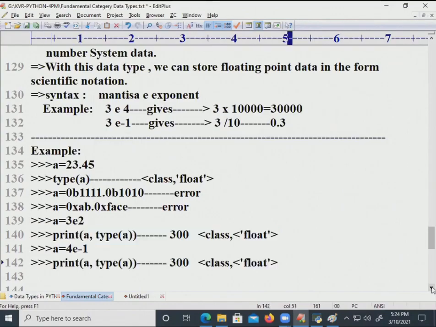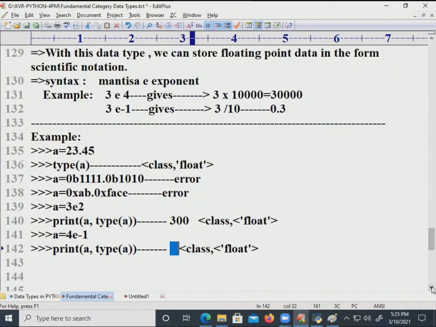Last one, I'm expecting the answer from you people. Come on. 0 point? Okay, good. 4E minus 1, 0 point? 0.4. Okay, good.